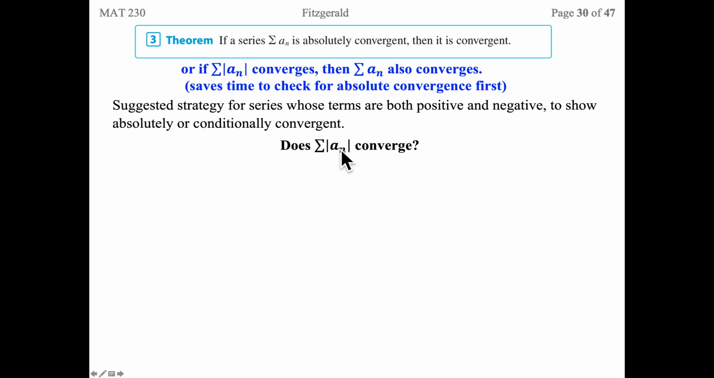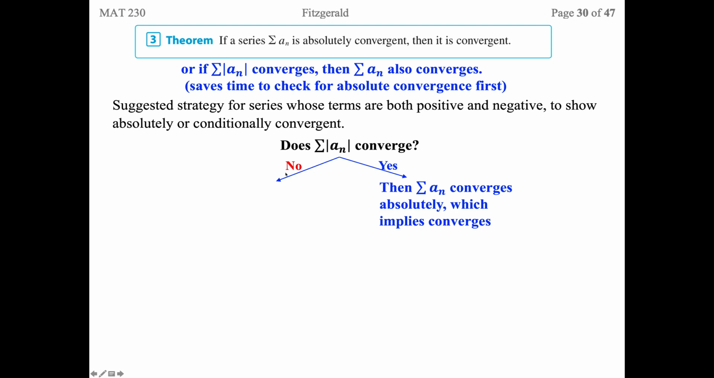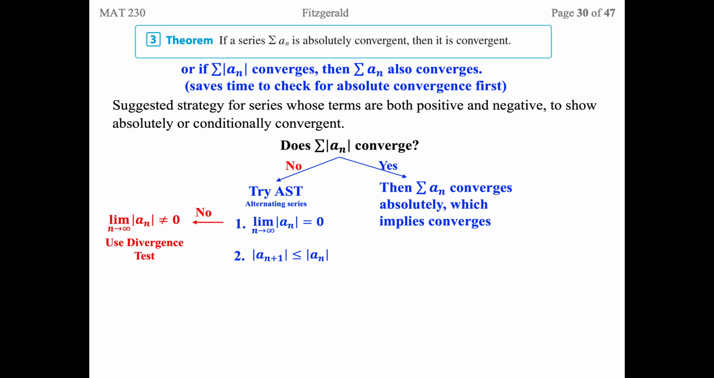What we should do is always check for absolute convergence first, because if that converges absolutely, then it implies convergence. That's what theorem 3 up here says. If it's not convergent, like we saw in the previous example, then we want to try the alternating series test. So we test our two conditions. If one works, we continue. If one fails, then that's our divergence test. Then we stop right there and we know it's divergent.